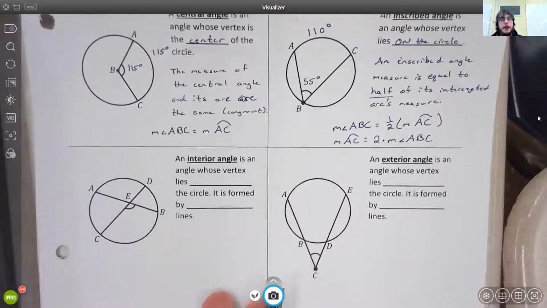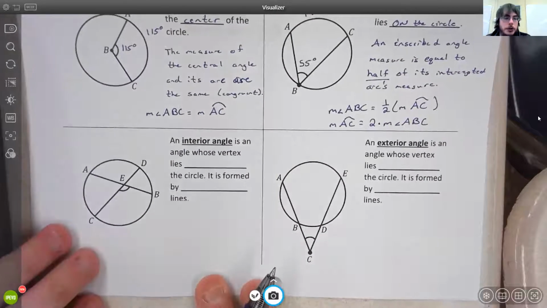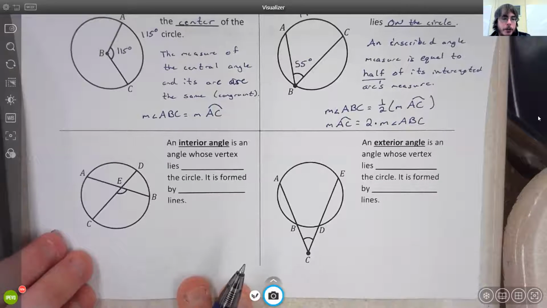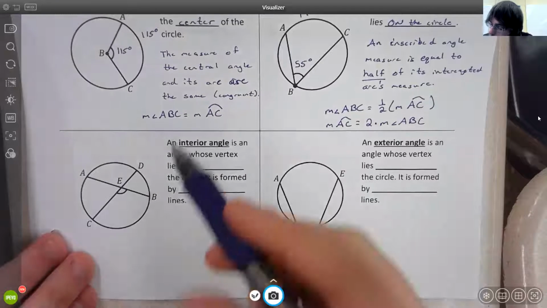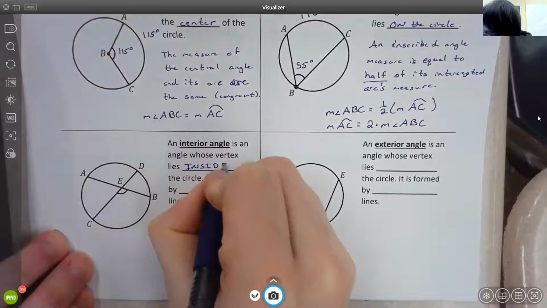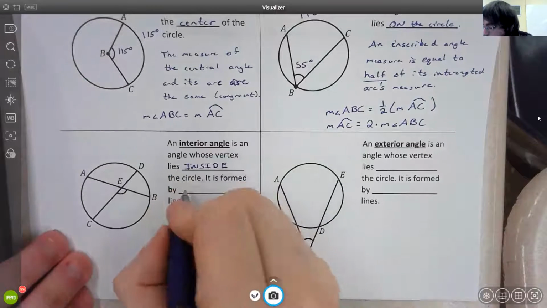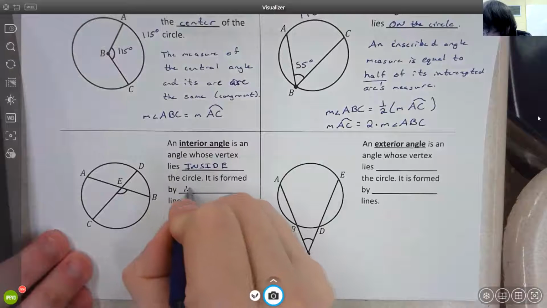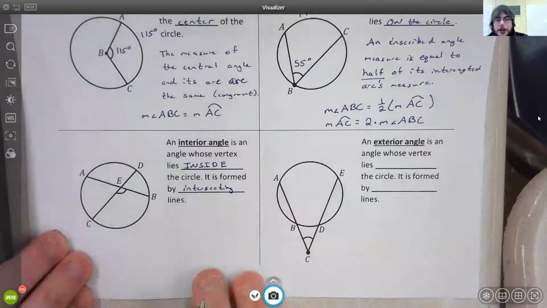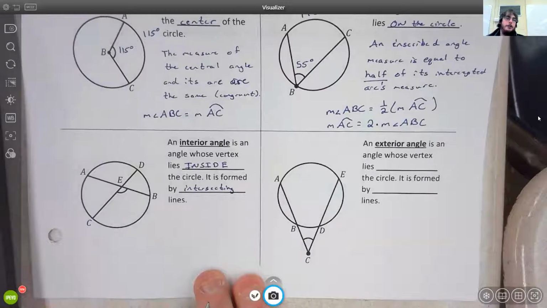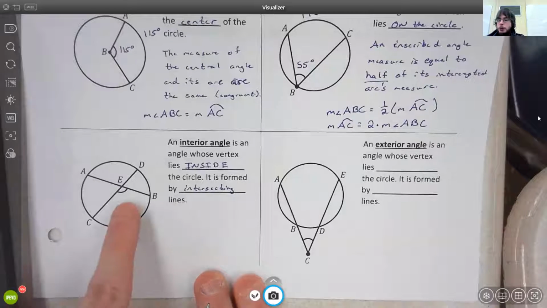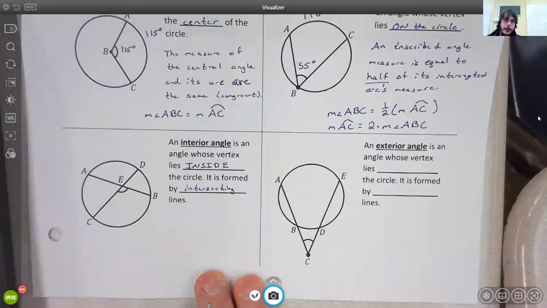All right, next up we have interior angles. And where would the vertex lie for an interior angle? Well, an interior angle would lie inside the circle. It is formed by intersecting lines. Now, just like when we talked about vertical angles and linear pairs with two lines that are intersecting, this forms 4 different interior angles.